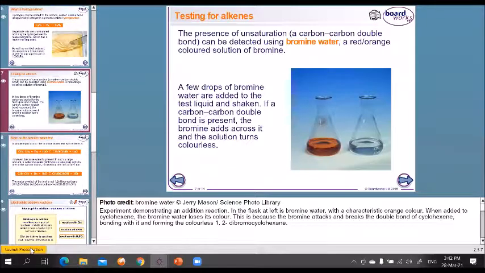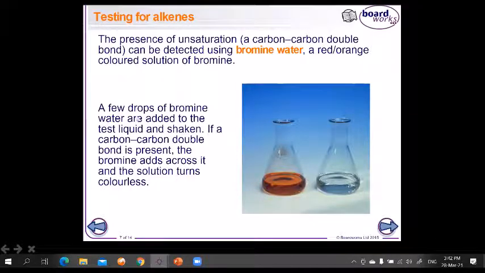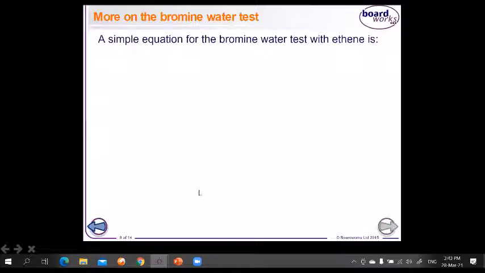Yeah, I think this picture will be a little bit better. Okay, so again, that's not as red as I hoped it would be for the bromine water. One is clear, one is not. A few drops of bromine water are added to the test liquid and shaken. If a carbon-carbon double bond is present, the bromine adds across it and the solution turns colorless. So this is the one that proves we have the alkene, and this one proves that we probably had an alkane. Hopefully that makes sense.